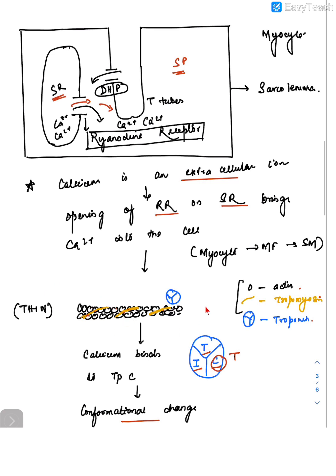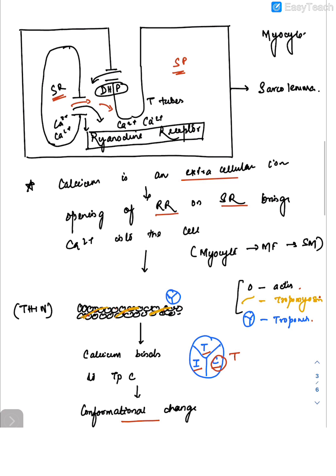What happens in a relaxed state is that the tropomyosin covers the myosin binding sites of actin and prevents the binding of myosin to actin, which helps to keep the muscle in a relaxed state. Once calcium binds to troponin C, there is a conformational change and the tropomyosin is removed from the actin, and the myosin binding sites of actin are now opened up. Now the myosin can bind to actin.